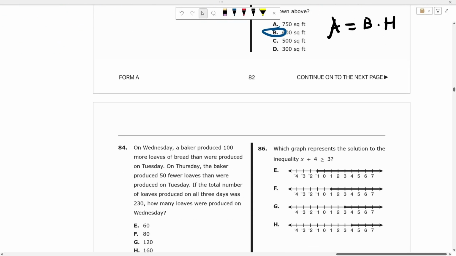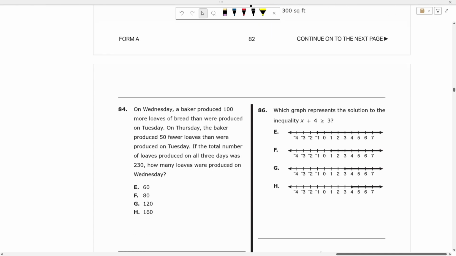Okay, so now we're going to move on to number 84. It says that on Wednesday, a baker produced 100 more loaves of bread than were produced on Tuesday. On Thursday, the baker produced 50 fewer loaves than were produced on Tuesday. If the total number of loaves produced on all 3 days was 230, how many loaves were produced on Wednesday? Let's just make a timeline of what's happening here. Let's say here is Wednesday. We know that on Wednesday, she made 100 more loaves than were produced on Tuesday. So this is 100 plus however many were on Tuesday. Then on Thursday, the baker produced 50 fewer loaves than were produced on Tuesday.